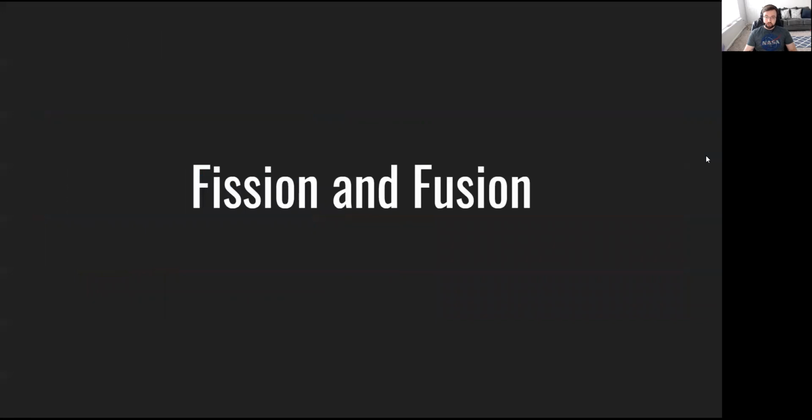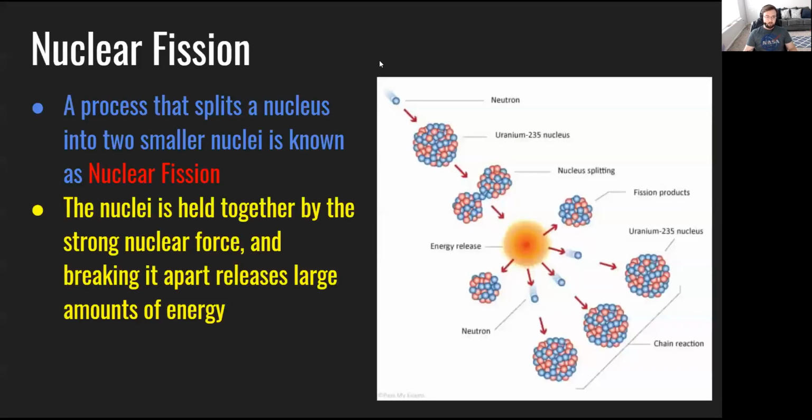Now let's move to fission and fusion. Fission and fusion are the nuclear processes that are used to generate energy, or nuclear weapons. We'll start with fission. Fission is a process that splits a large nucleus into 2 smaller ones. So fission is splitting, and nuclear refers to the nucleus. So the name literally means nucleus splitting.